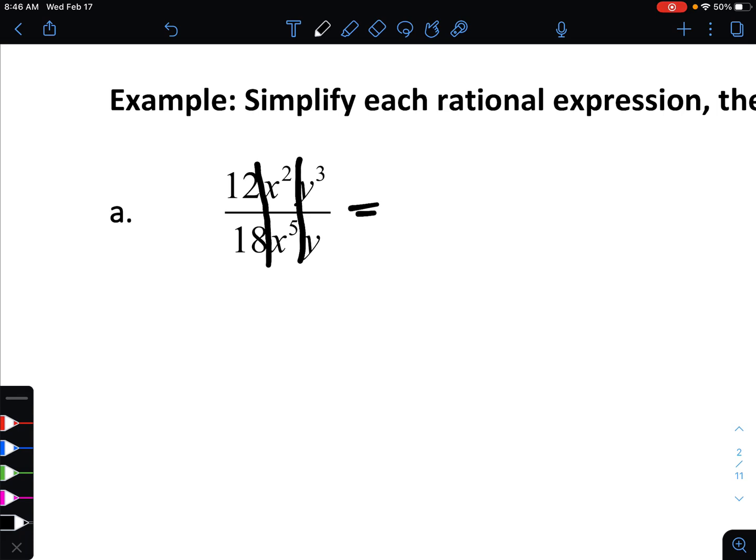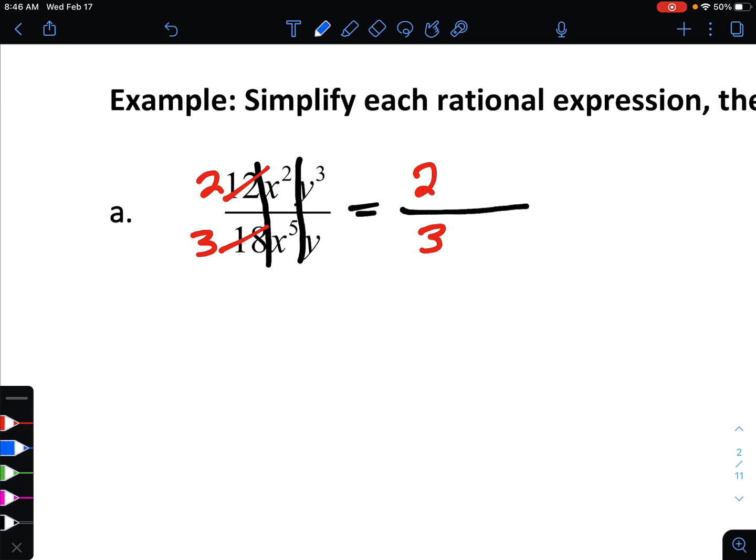So let's look at the 12 and 18 first of all. If we were to simplify 12 and 18, they are both divisible by 6. 12 divided by 6 is 2. 18 divided by 6 is 3. So we're going to have 2 over 3 as part of our simplified fraction.